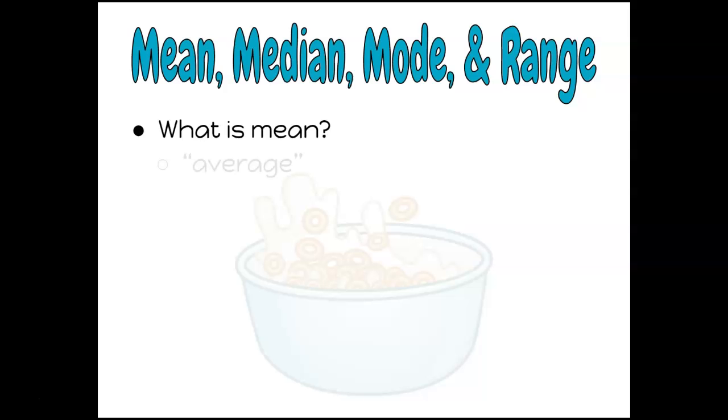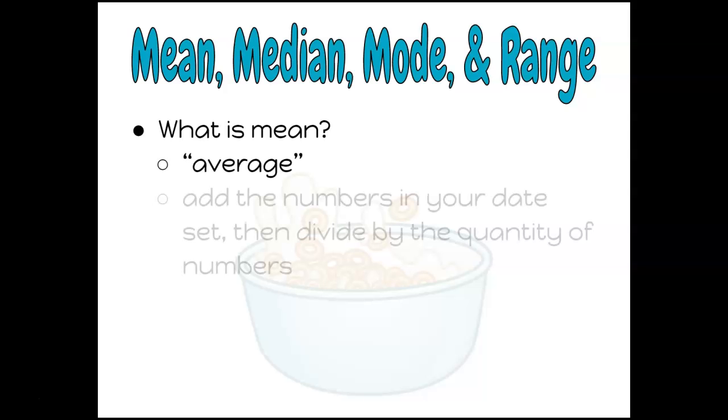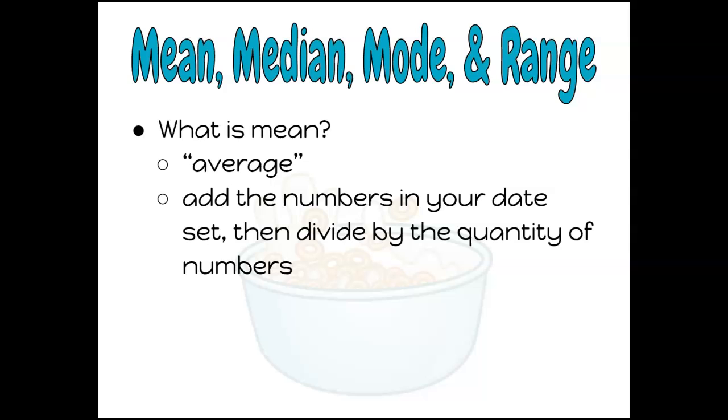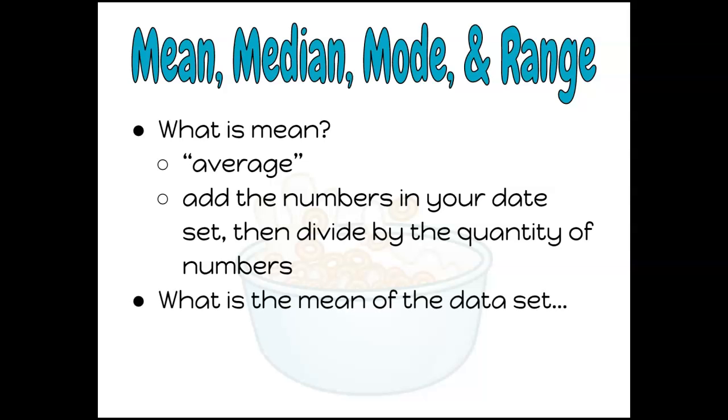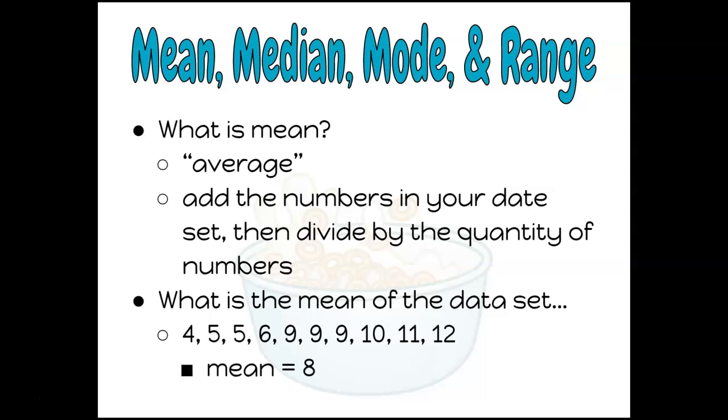So what is mean? Mean is the average. You add the numbers in your data set, then you divide by the quantity of the numbers. What is the mean of the data set 4, 5, 5, 6, 9, 9, 9, 10, 11, 12? So you're going to find the mean of this data set, and the mean is 8.